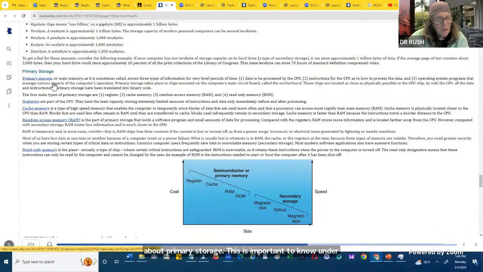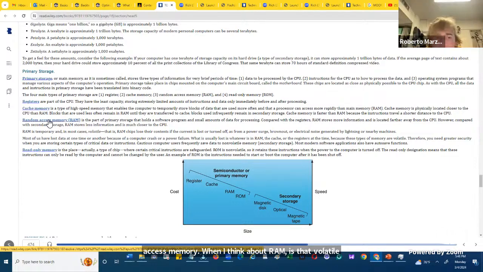Primary storage, as it's sometimes called main memory, is it going to be volatile or non-volatile? Roberto, is primary storage volatile or non-volatile? For the most part, when I think about my random access memory, when I think about RAM, is that volatile or non-volatile? Roberto? Is it non-volatile?